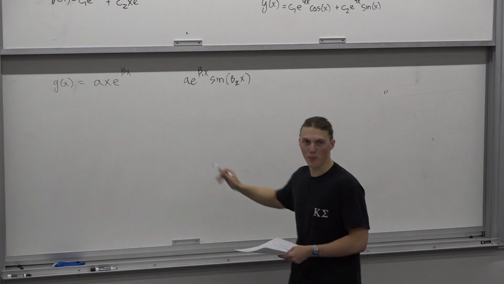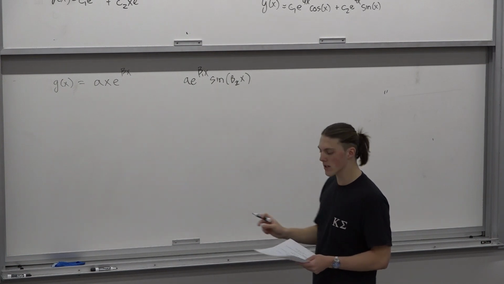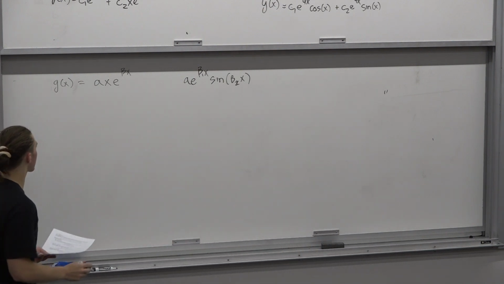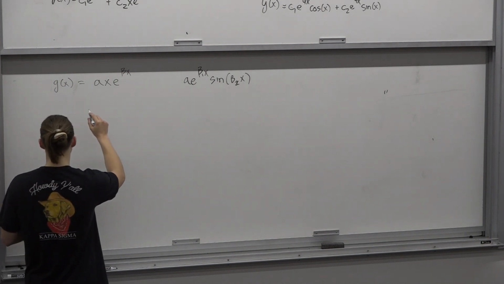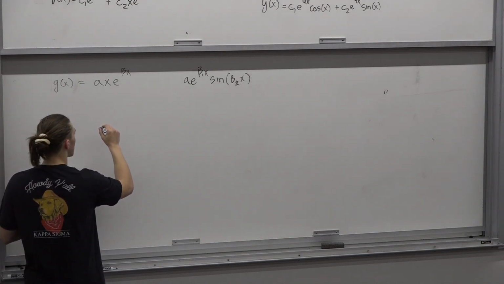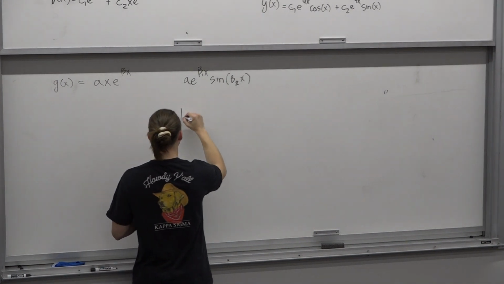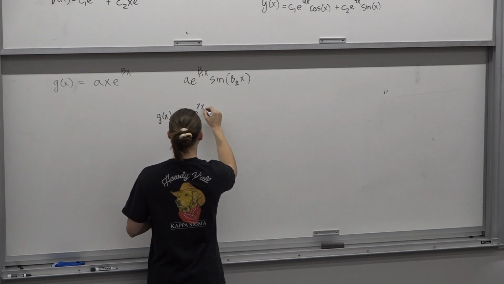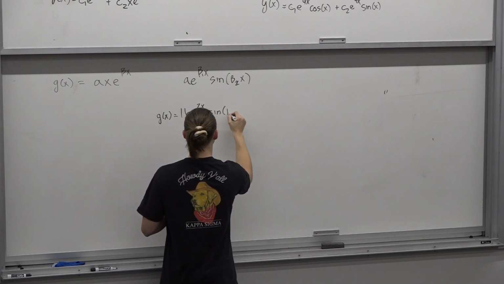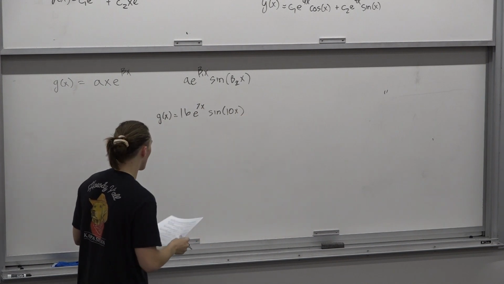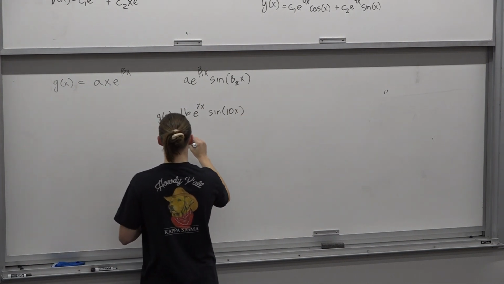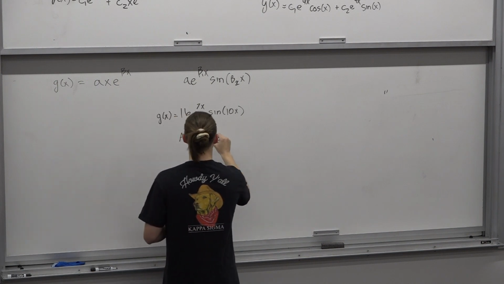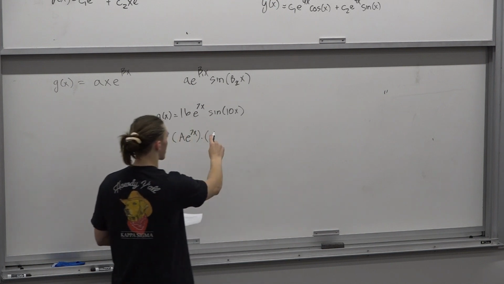If it's a product of two forms that we know and we can use variation of parameters on, we take the product of their guesses. So let's do this first one here. Actually, let's do this one. Let's say our g of x is 16 e to the 7x sine of 10x. Well, we know our guess for the exponential. Let's call it a e to the 7x. And we know our guess for sine of 10x.